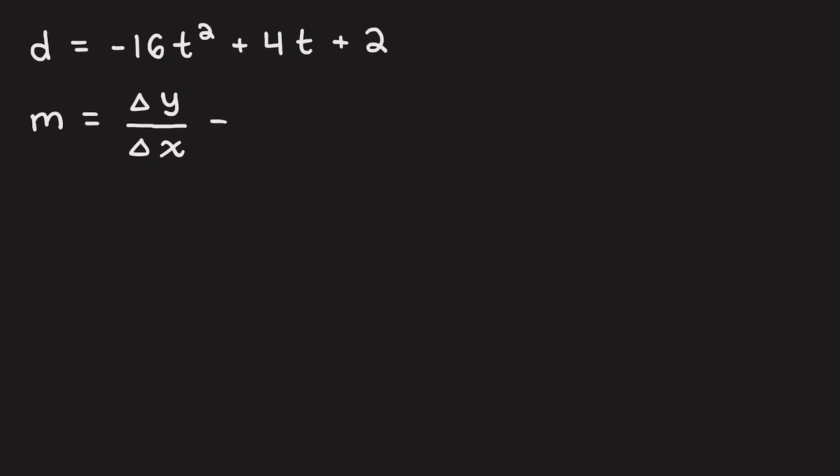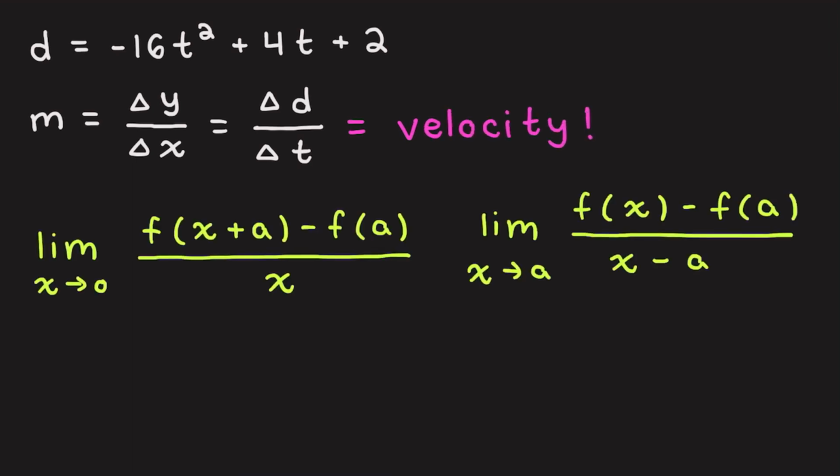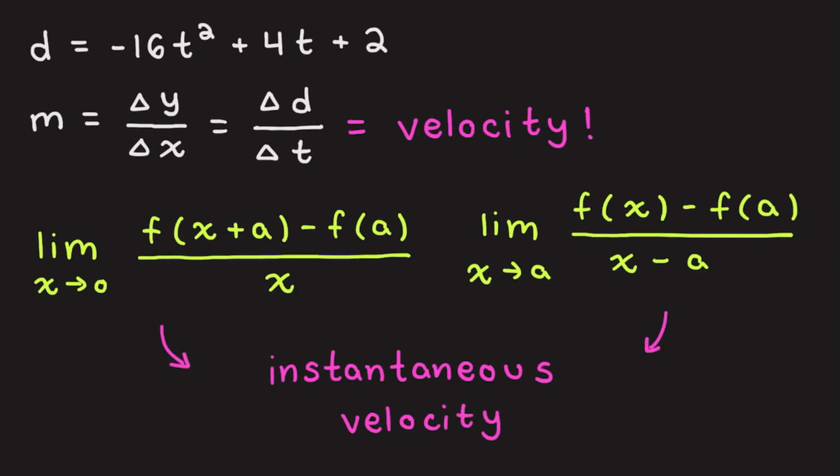So now let's take a more practical look at how the limit definition of a slope can be used. So here, d, the dependent variable, represents distance, and t, the independent variable, represents time. And if we take the slope of the curve at any point, we get distance over time, which is essentially velocity. So when we go ahead and apply our limit definitions to this, we get the velocity at a specific point or at a specific instant. So this is called the instantaneous velocity.